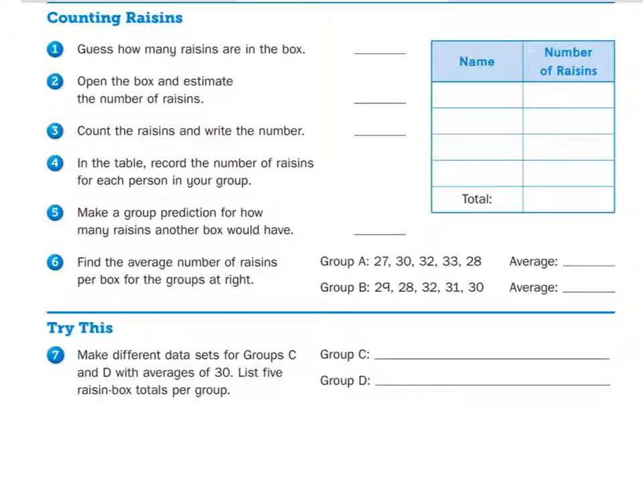And then number 6 asks us to find the average number of raisins per box for the group at the right. So we have 2 groups here, Group A and Group B, and we're going to go ahead and find an average number of raisins for those 2 groups.